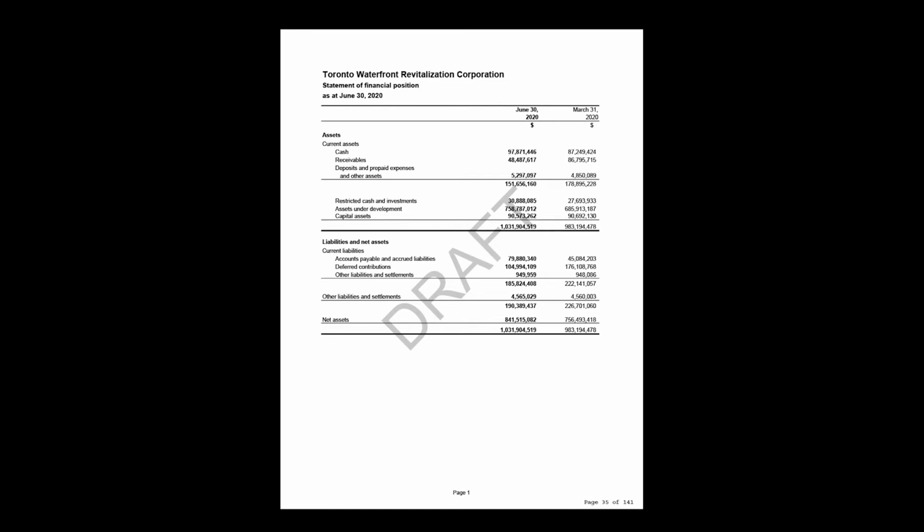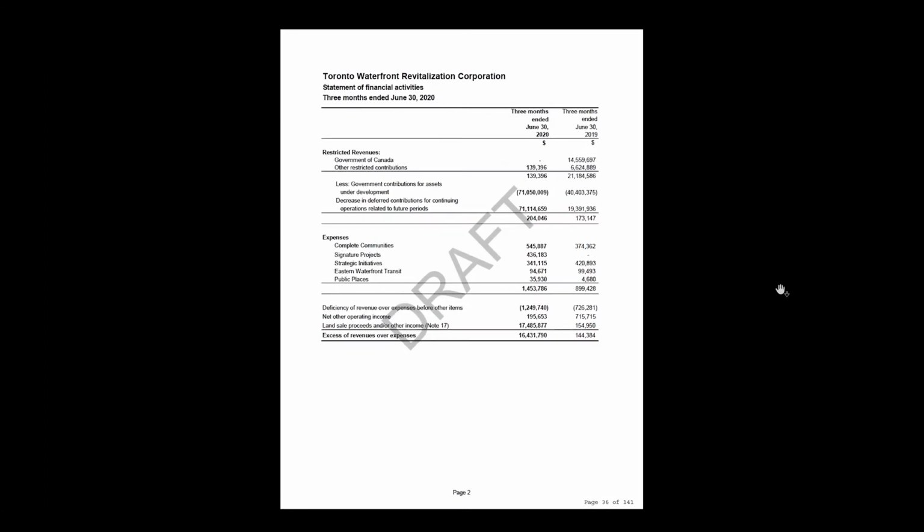One more point on the statement of financial position, which is the assets under development. You will see that these really are the corporation's expenditures or investments in building assets. Since March 31st, 2020 to June 30th, 2020, we've had about 79 million in expenditures, primarily for the portlets.